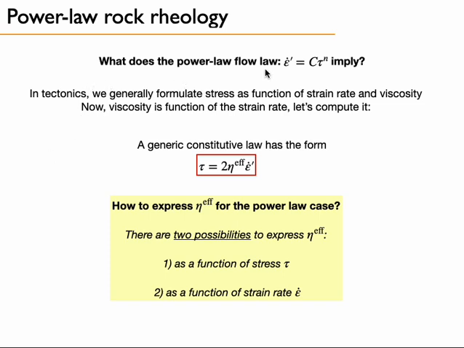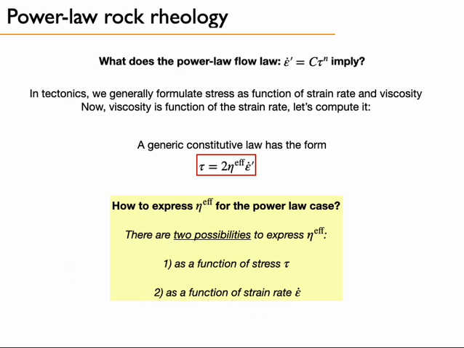In tectonics, we generally formulate stress as a function of strain rate and viscosity. So we use this generic constitutive law that deviatoric stress is equal to two times viscosity coefficient times deviatoric strain rate. The question is how to express eta effective for the power law case. We need to inject this relationship into this one, and we have two possibilities. We can express the effective viscosity coefficient as a function of the stress value, or we can express it as a function of the strain rate values.